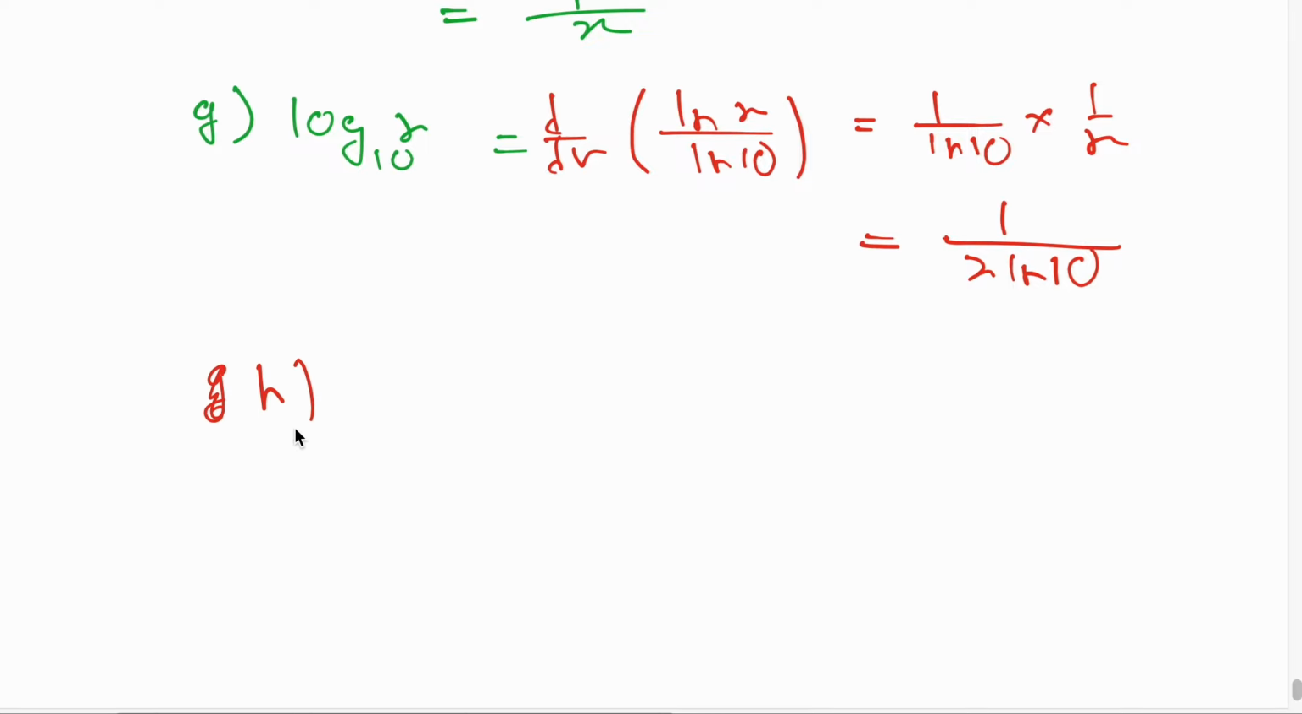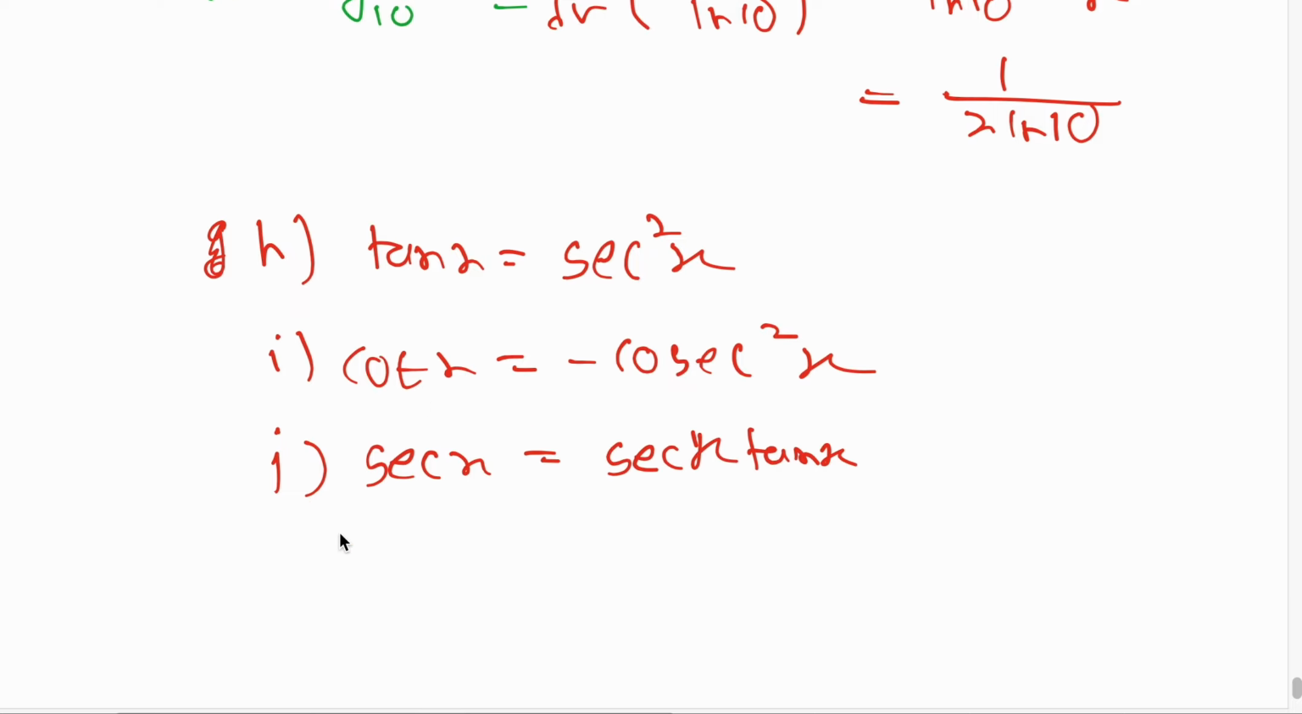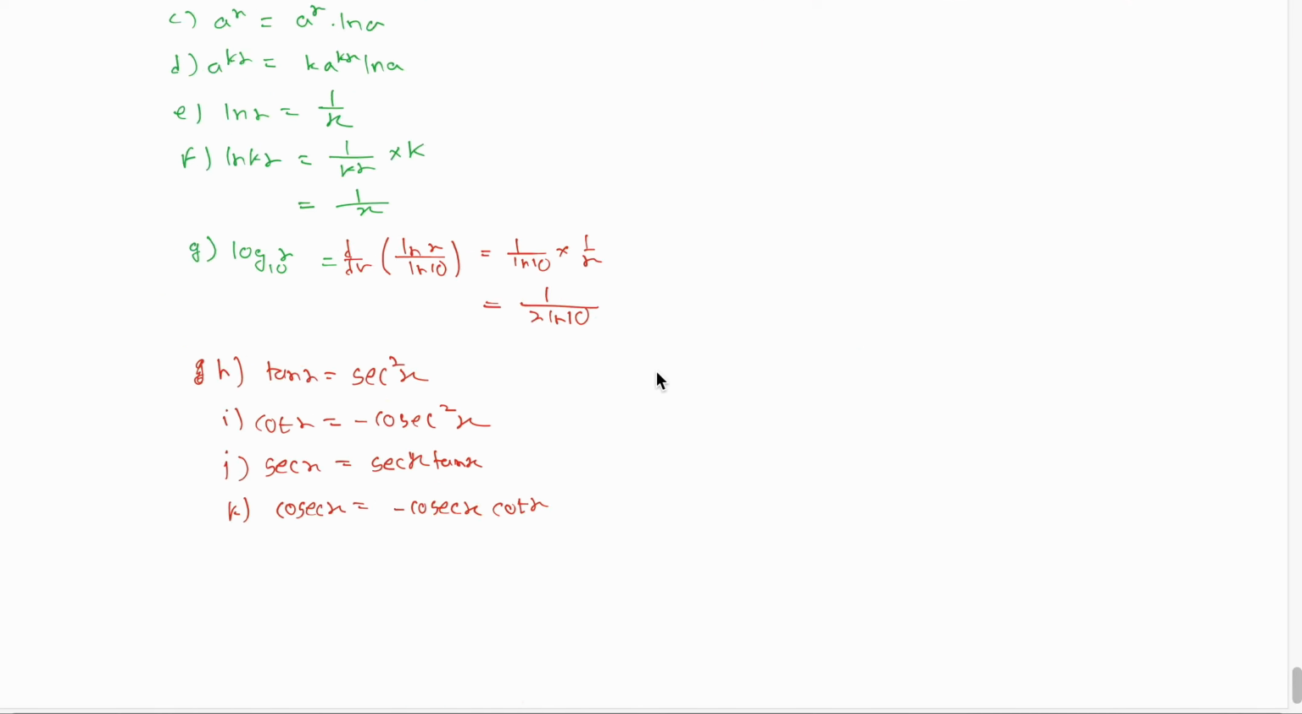As 1 by ln 10 is a constant value and ln x is our main differentiated part. The derivative of tan x is sec square x, cot x is minus cosec square x, sec x is sec x tan x, and the last one, cosec x is minus cosec x cot x. So here are all the differentiations.